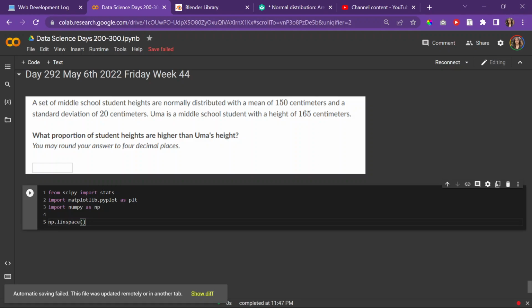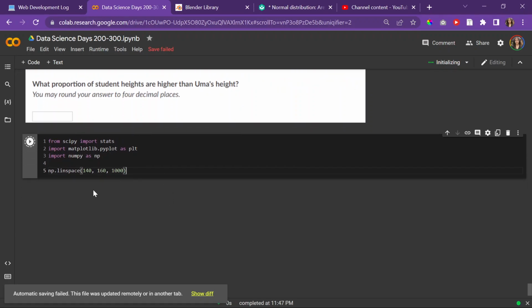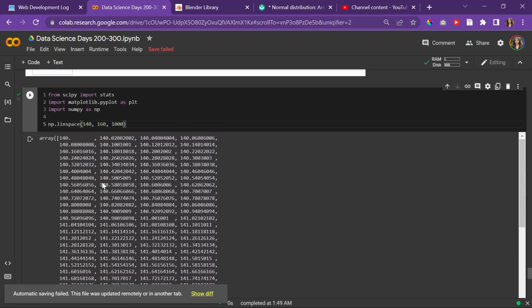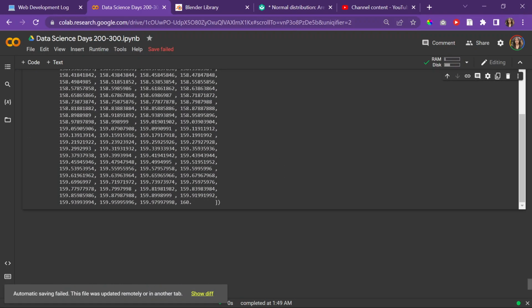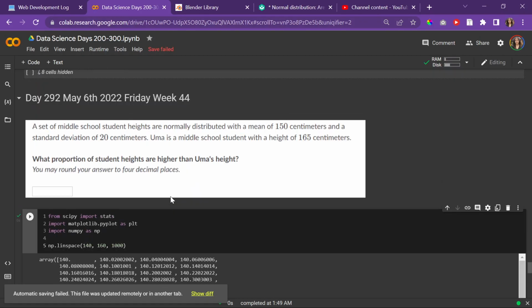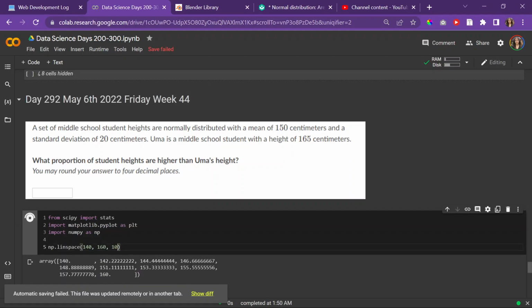So you start off with a certain point. For this case, we know that the mean is 150, so I want to start at 140, end at 160, and have 1,000 values. If I run that, it gives me an array that starts at 140, ends at 160, and has 1,000 values in between. If we scroll all the way up, it starts at 140, and if we scroll all the way down, it stops at 160. You can say 10, and it'll give you 10 values in between.